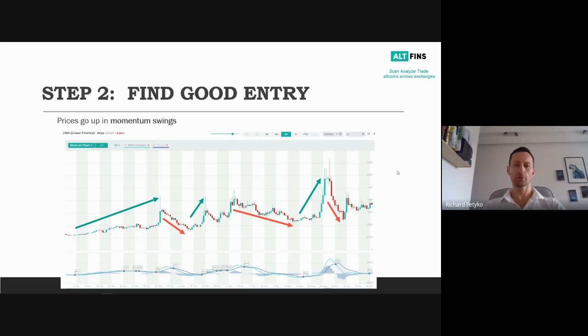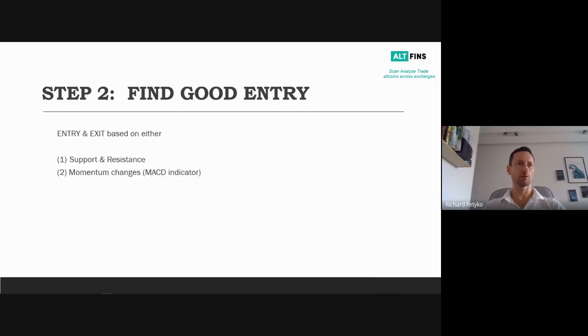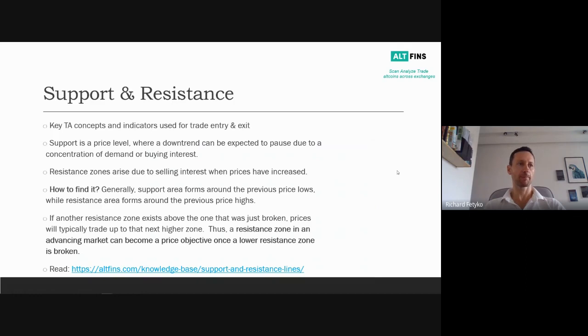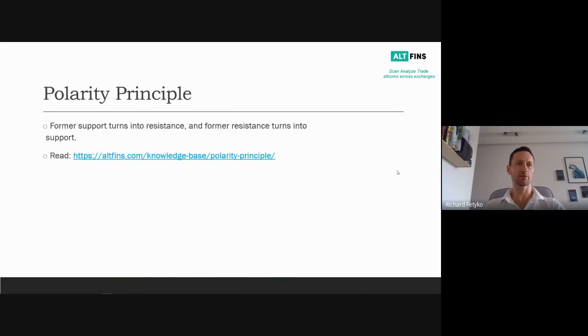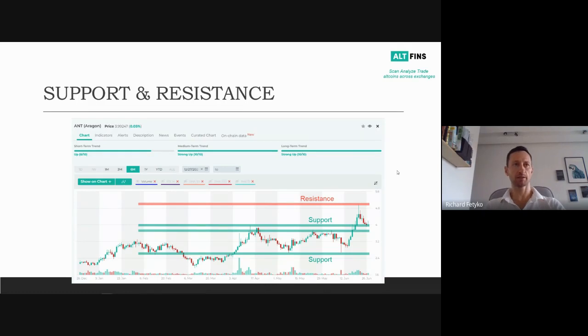So moving on, and now I'll demonstrate the whole support and resistance in a minute. And you can find more information about it in a knowledge base. We have some extensive articles on this topic. The polarity principle is also very important, and I'll demonstrate it here. In fact, I'm going to go to the platform now again so I can demonstrate it live on an example.